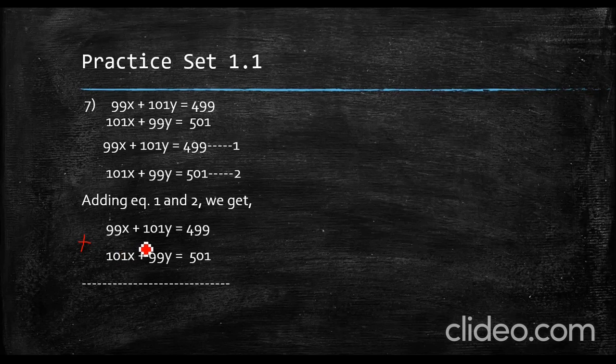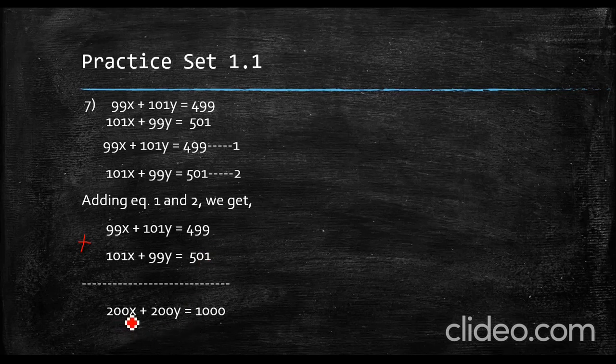It is 200. 101 plus 99 again gives you 200. 499 plus 501. Okay, 500 plus 500. Okay, 1000. यहाँ पे एक extra 1 है. यहाँ पे 1 कम है. So it is 1000. So 200x plus 200y is equal to 1000.